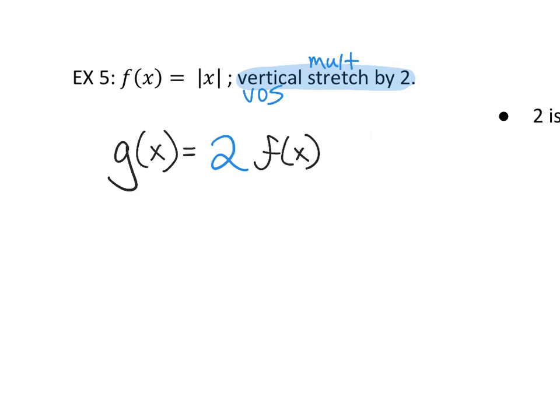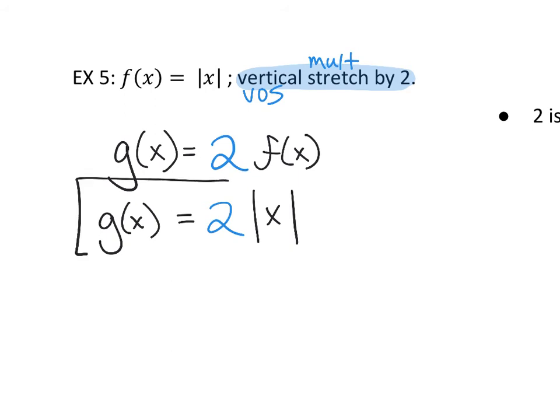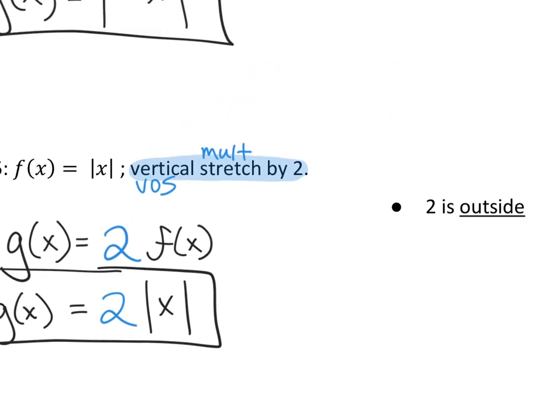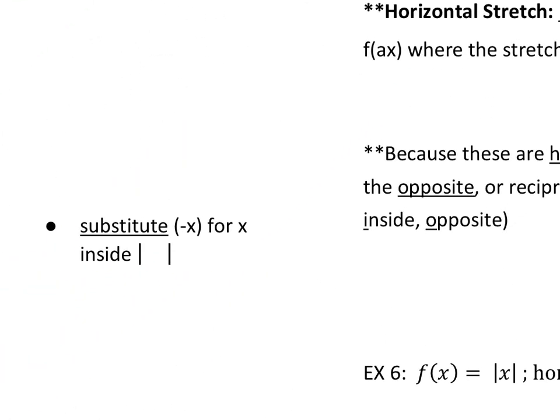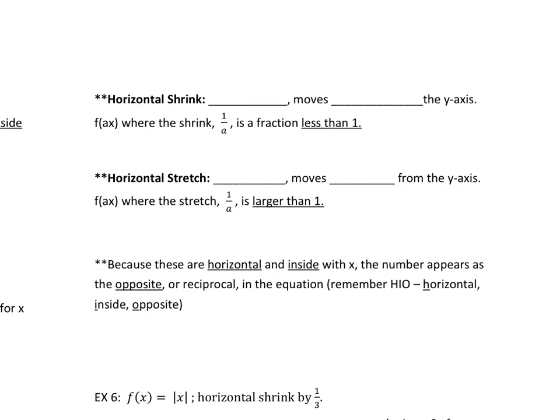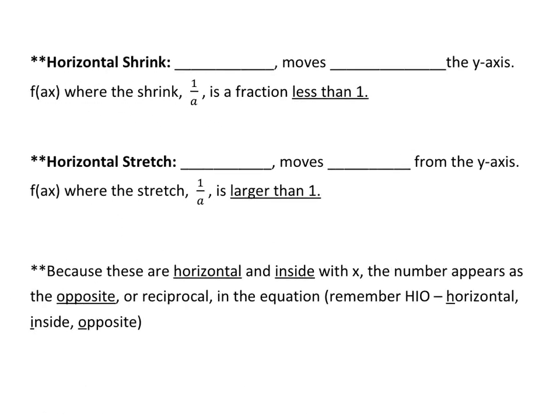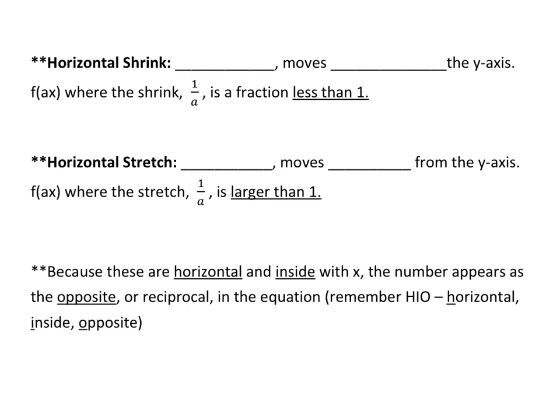Okay, then we can replace the f of x with an absolute value of x. Cool. So that is a vertical stretch. Again, we're just going to continue with this pattern every single time. But we have a little bit more explanation here on those horizontal transformations because they're a little crazy. So let's talk for a second again about horizontal stretches and shrinks.